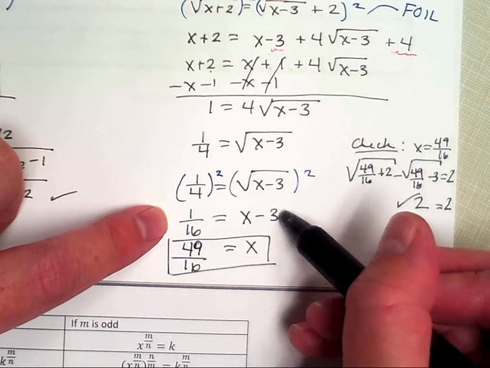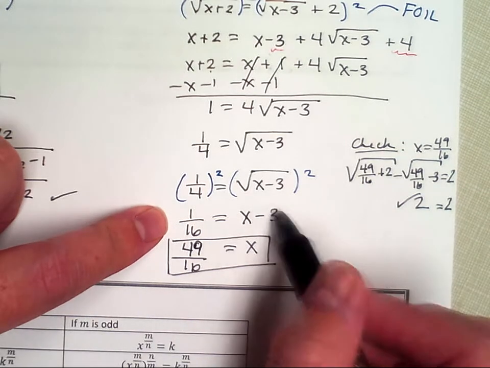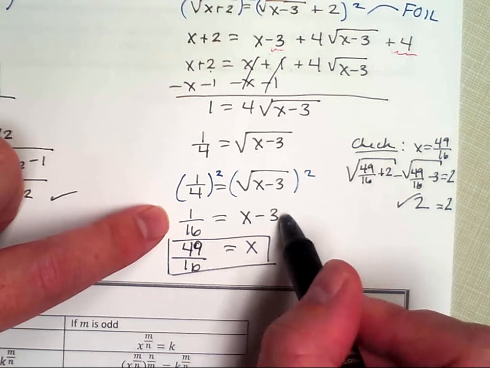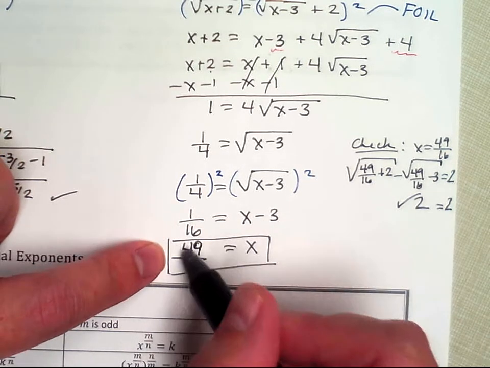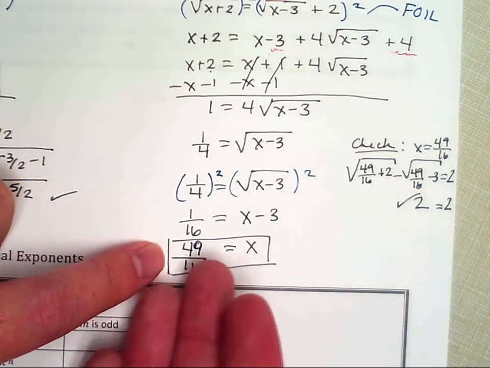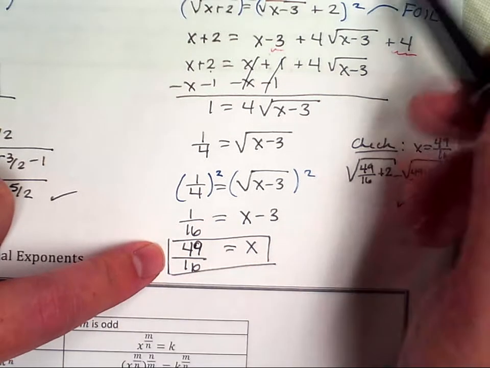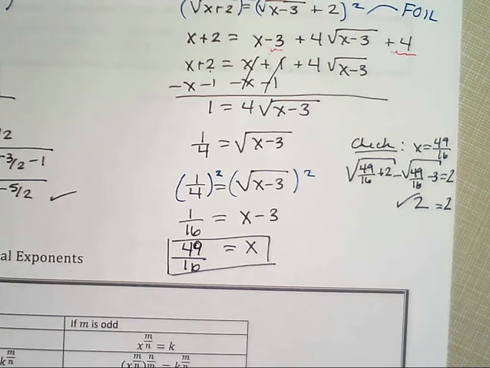So now here I have a linear equation. To solve a linear equation, I want x equals a number. So I need to get x by itself. So here I added 3 to both sides. And I got x equals 49 over 16. Okay? It's just doing, for this problem, you have to do it twice. That's what's a little tricky.